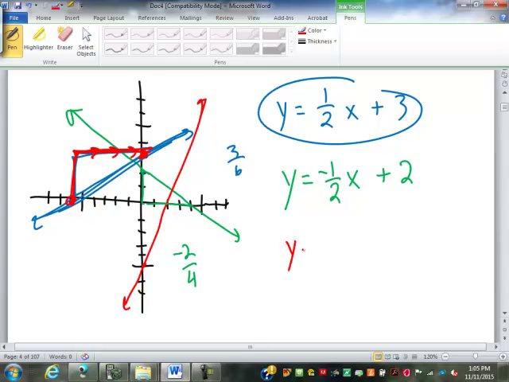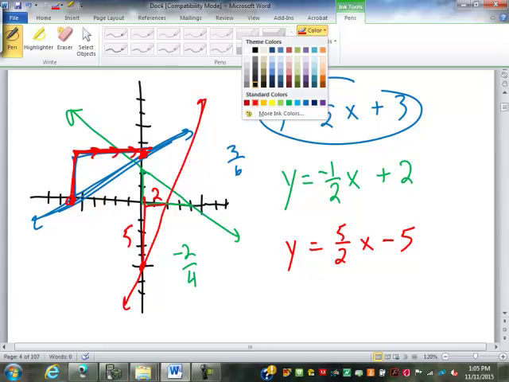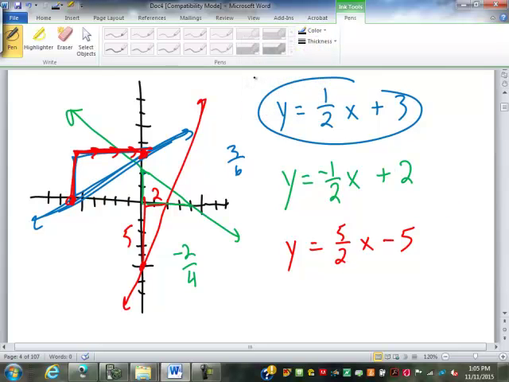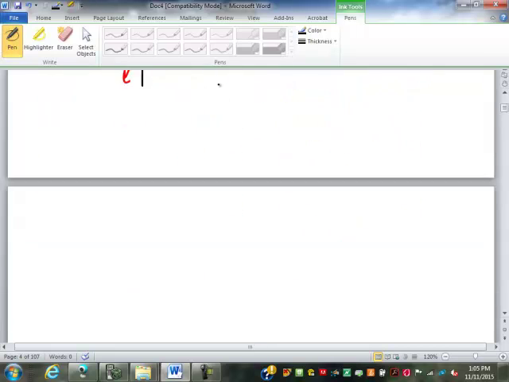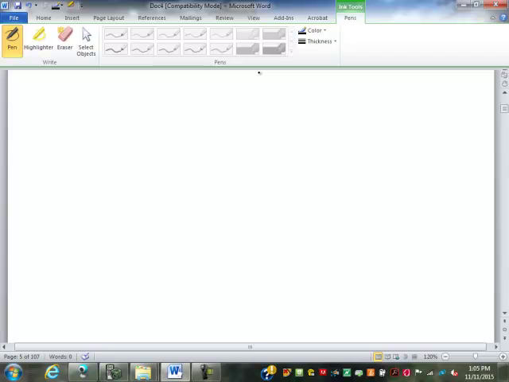So now for the red one, what's the plus or minus? It's a negative 5, right? Because we're down here at negative 5. And the slope, we go up 5, run 2, so it's 5 over 2. How many of you had at least 2 of those correct? Good deal. Well, let's step it up a notch.